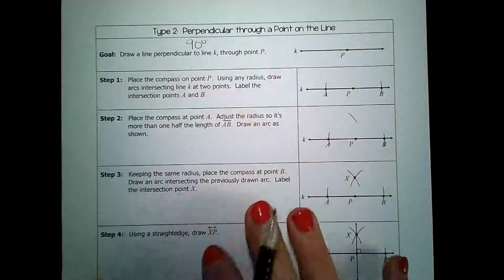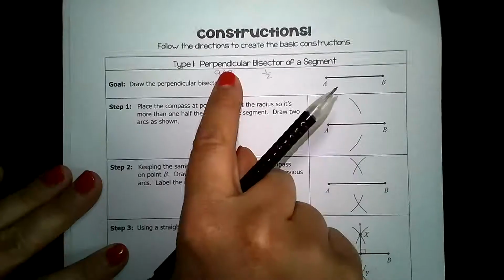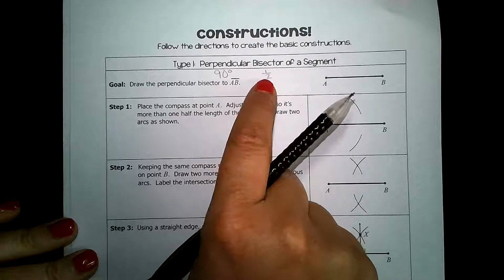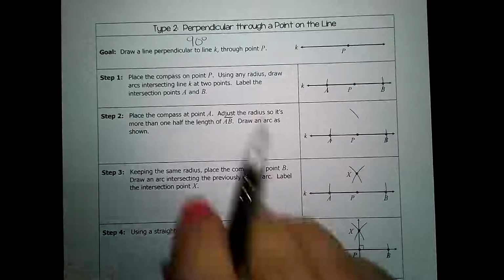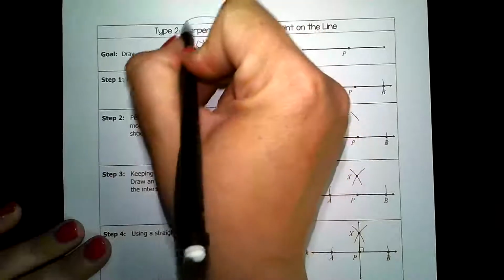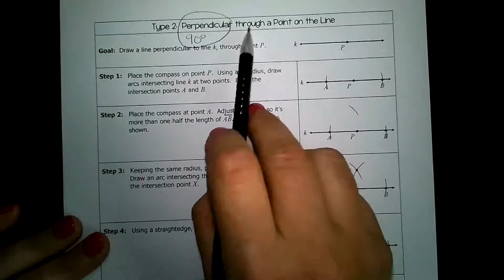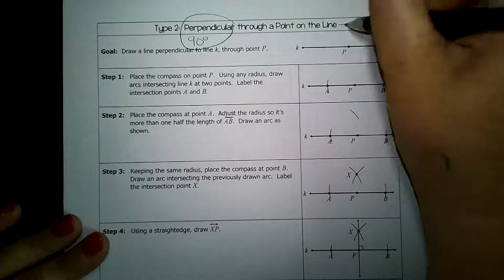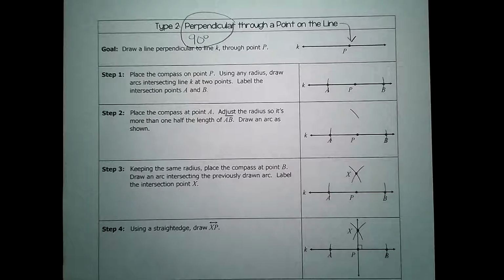Now our last construction was more specific. Our last construction was a perpendicular, so that's 90 degrees, bisector, which cuts the segment in half. There's no mention of a bisector here, so we're just looking for an end result that's perpendicular, but it has to go through a point on the line. So in this case, the point on the line is point P. All right, so let's get started.